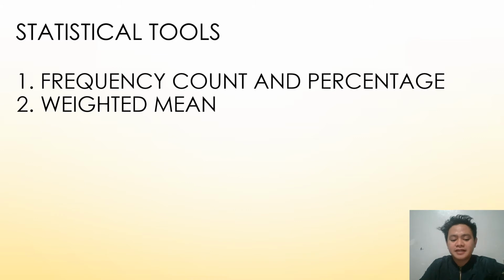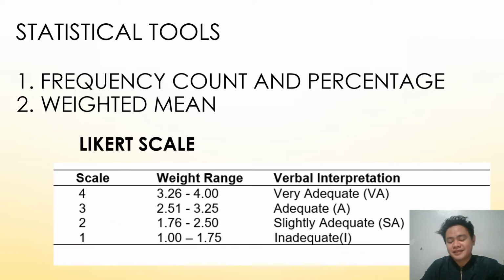Number two, the weighted mean. The weighted mean can be used to get an overall idea or picture of the dataset. Mean is best used for datasets with numbers that are close together. With weighted mean, definitely, we need to have a Likert scale.